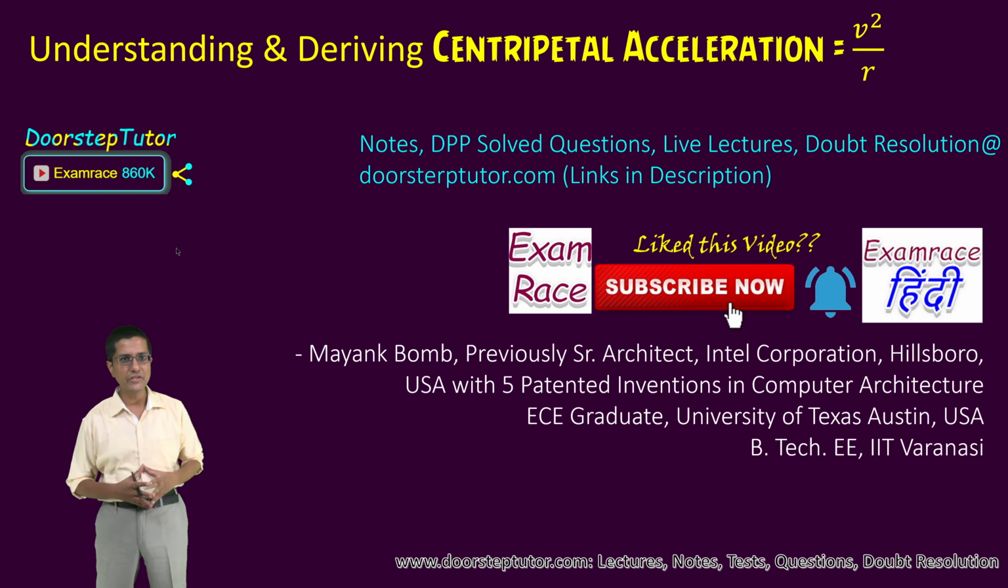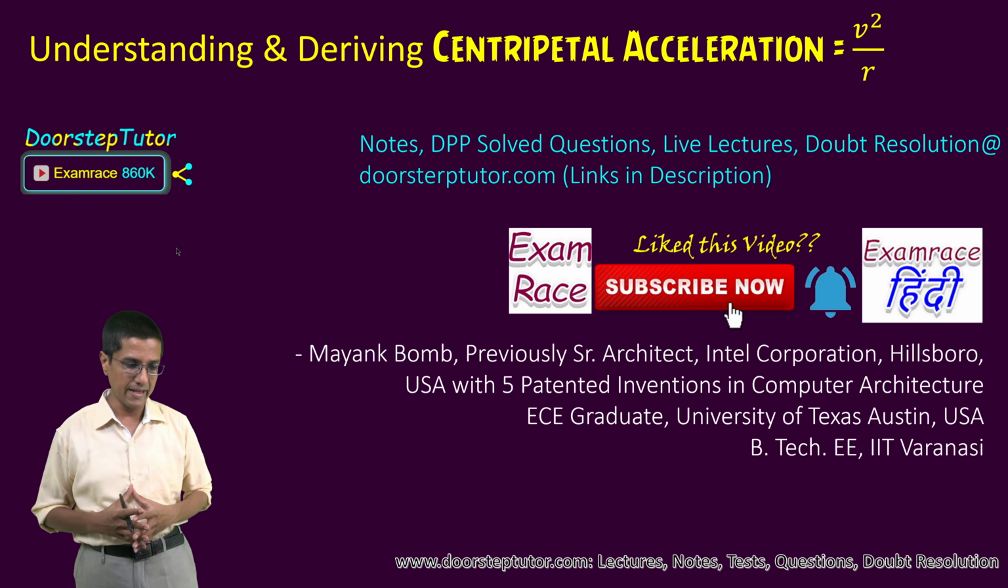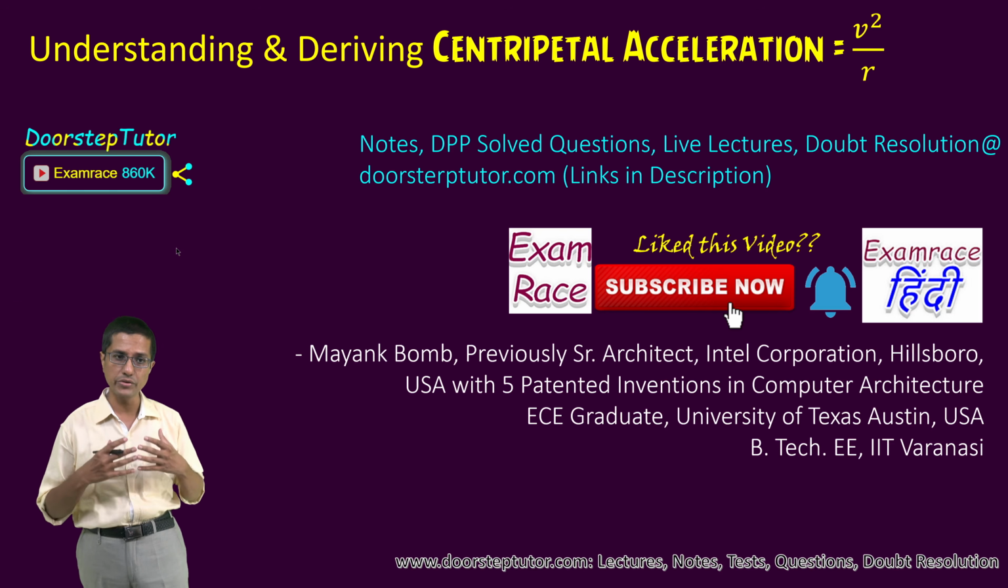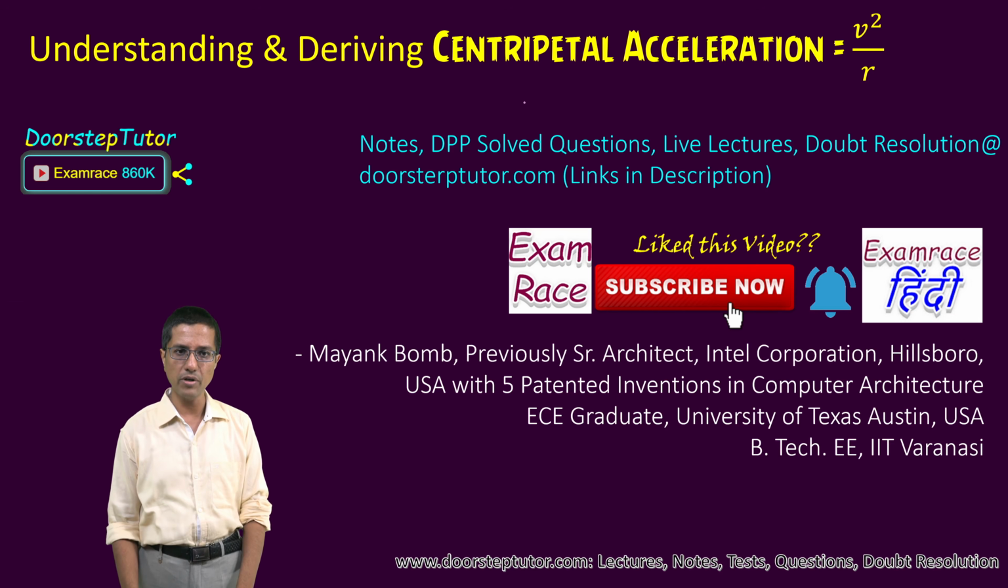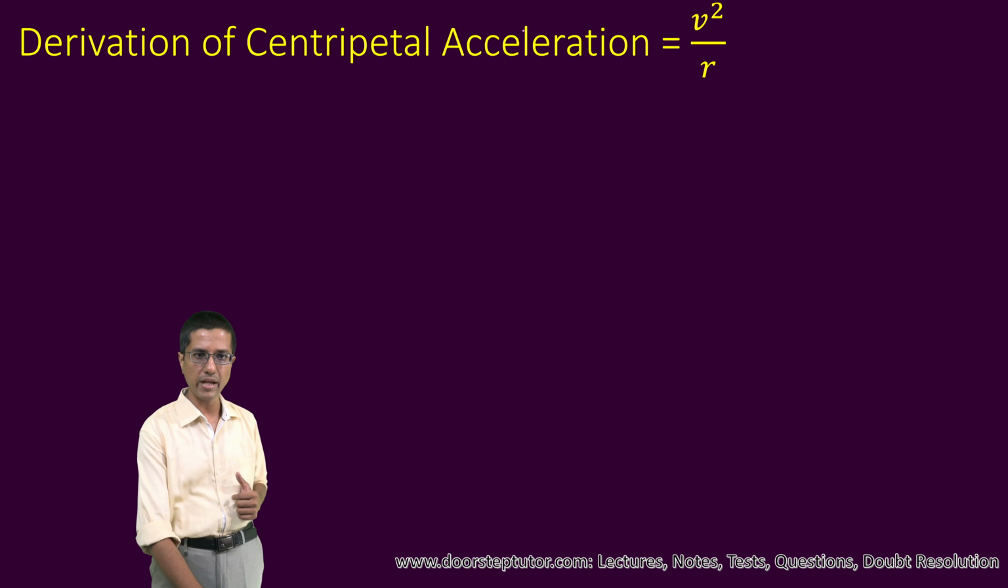So we have already understood what is meant by centripetal acceleration and centrifugal acceleration and the corresponding forces. We already know what those actually mean physically. Now let us try to derive the very common formula that we see for centripetal acceleration, which is equal to v squared by r. So let us see how that formula actually comes.